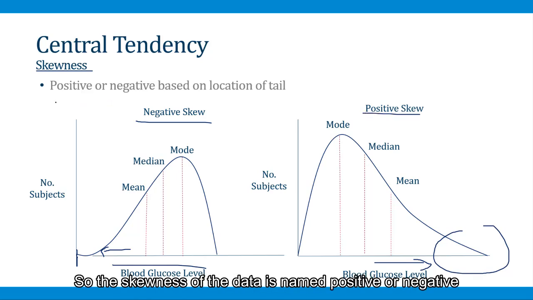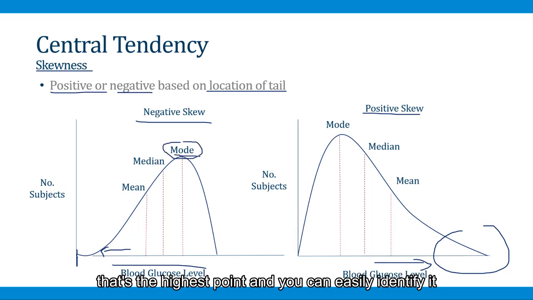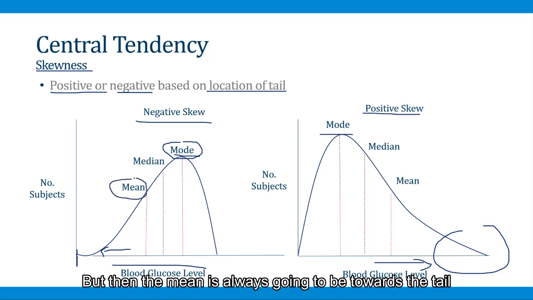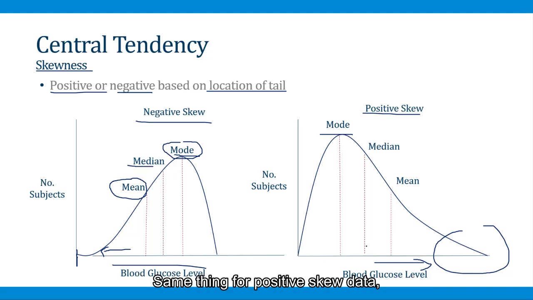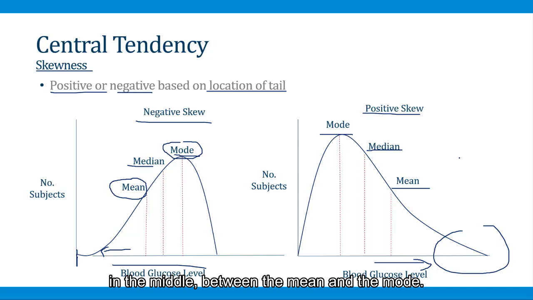So the skewness of the data is named positive or negative based on the location of the tail of the data. As I said before, the mode is always easy to find. That's the highest point, and you can easily identify it in the negative and positive skewed data shown on the screen. But then the mean is always going to be towards the tail, with the median in between the mean and mode. Same thing for positive skewed data. The mean is always towards the tail, with the median in the middle between the mean and the mode.